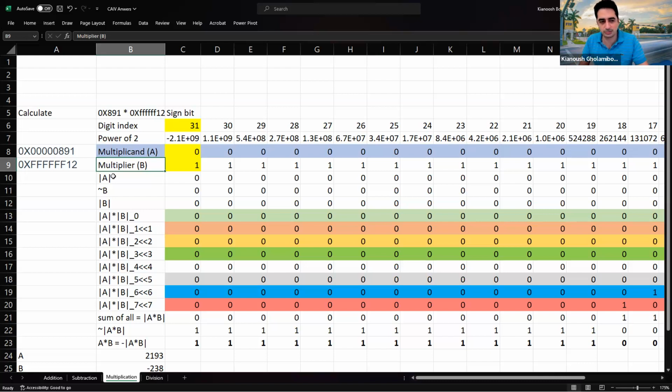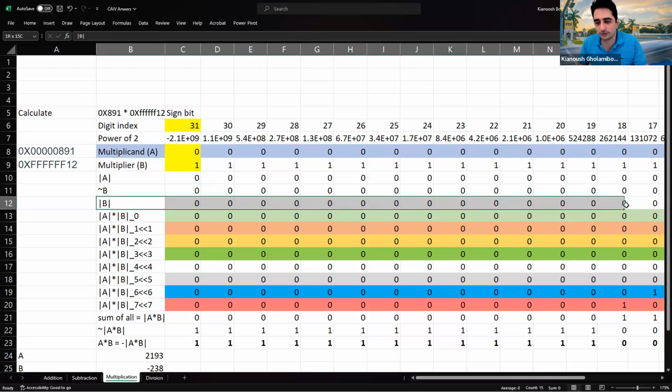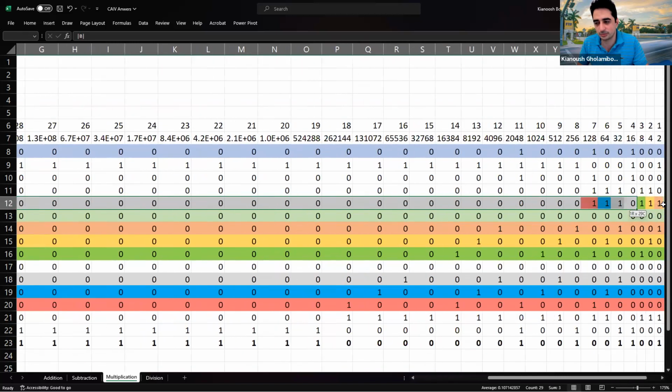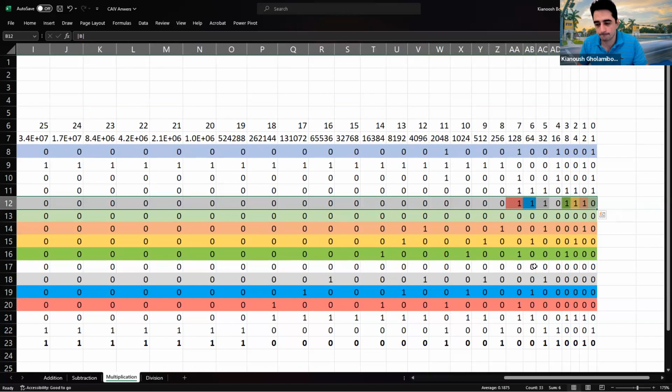So in this case, the absolute value of A is the same as A because it was positive in the first place. But B is negative, so let's negate that. First find its 2's complement and then add 1 to get the absolute value of B. This is the absolute value of B. Now you may say, why did you color all of these with these nice colors? I'll tell you why. There's a reason. As we come down, I'll tell you.